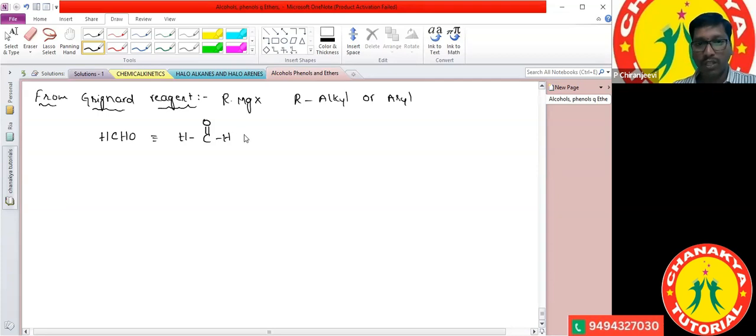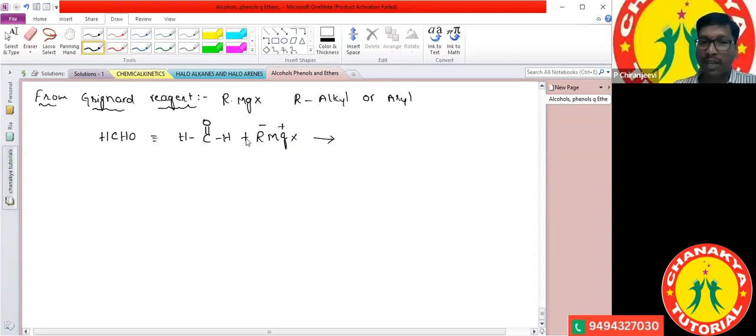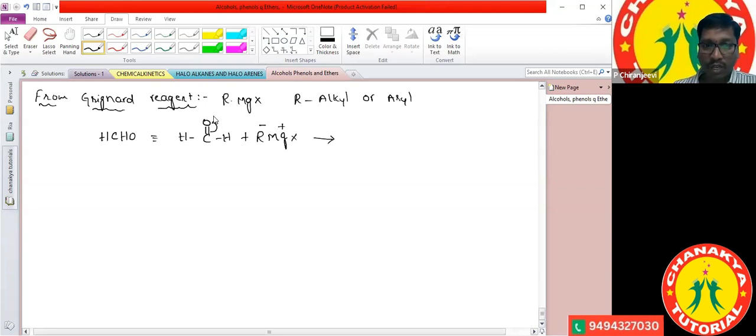In this, plus RMgX. RMgX is nothing but the Grignard reagent. In this, does magnesium get a positive or negative charge? Metals always get a positive charge. At that time the R group gets a negative charge. At the same time, in the C double bond O, the pi electrons shift onto the oxygen atom, so oxygen gets a negative charge and carbon gets a positive charge. The positively charged carbon attaches with the alkyl group, and the negatively charged oxygen attaches with the magnesium. Then we can write it as R, CH2, O, MgX.